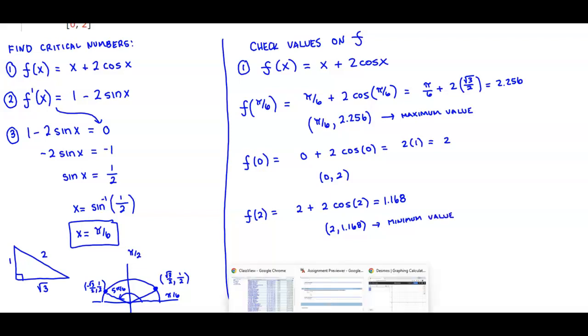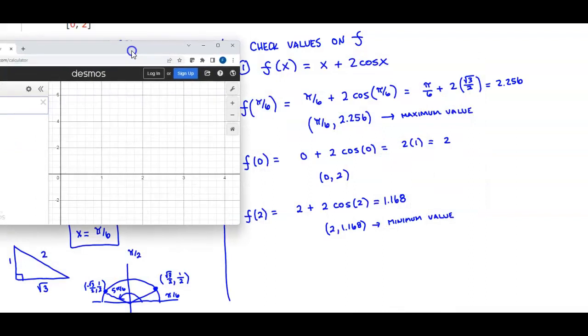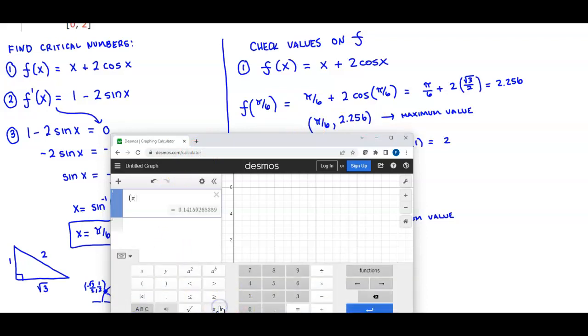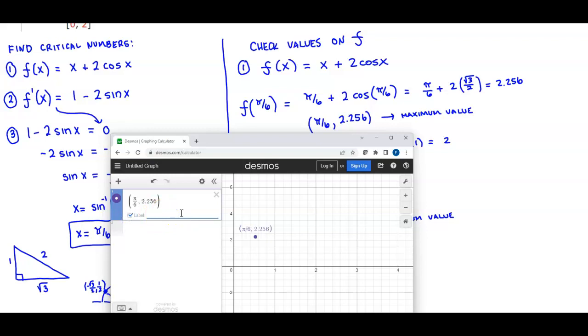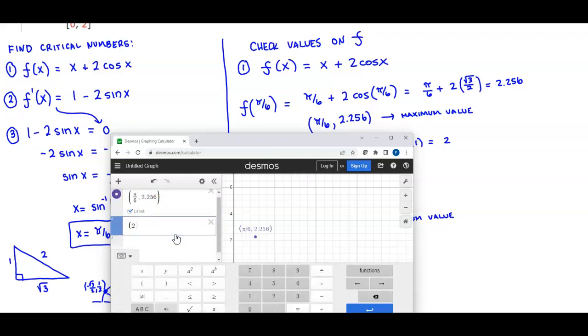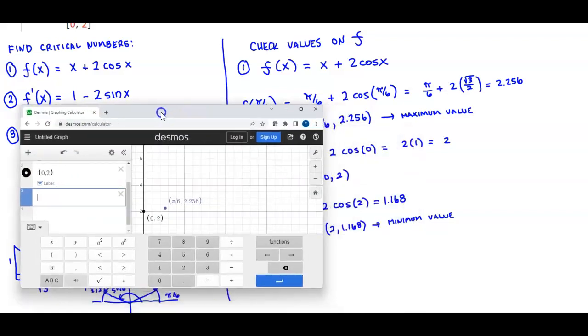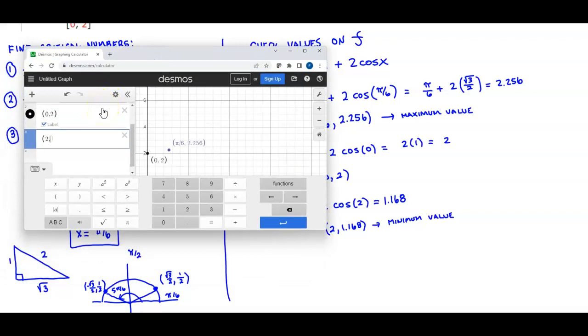So let's check here first. We're going to put in our values first. We have pi over 6 and 2.256, and we're just going to put in our ordered pairs. So we have pi over 6 and then 2.256, and then we'll label that point. Then we have 0, 2. And the last one here is 2, 1.168.